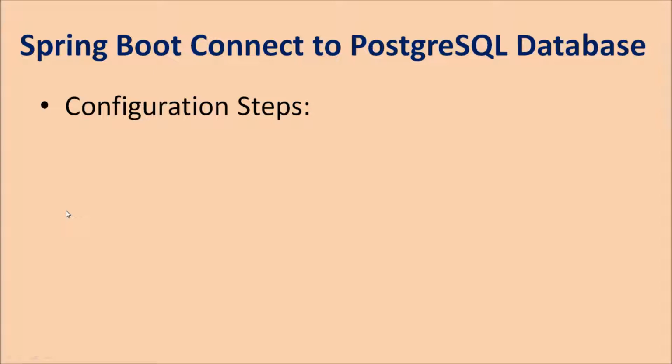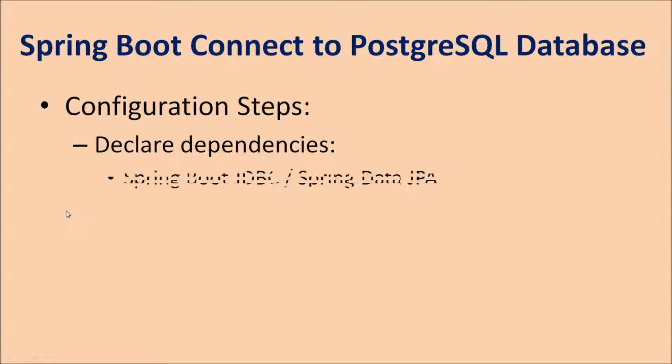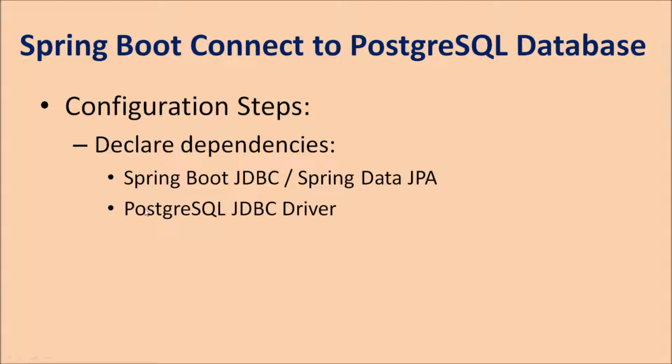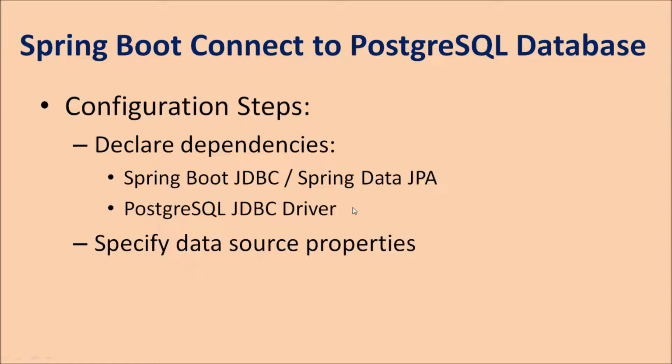In order to have a Spring Boot application connect to PostgreSQL Database Server, you need to follow these configuration steps. First, you need to declare some required dependencies. If you want to use JdbcTemplate, declare the dependency for Spring Boot JDBC. In case you want to use Spring Data JPA, declare the dependency for Spring Data JPA. And the most important dependency is the PostgreSQL JDBC driver that allows Java applications to connect to PostgreSQL server. And then you need to specify data source properties such as JDBC URL, username, and password.